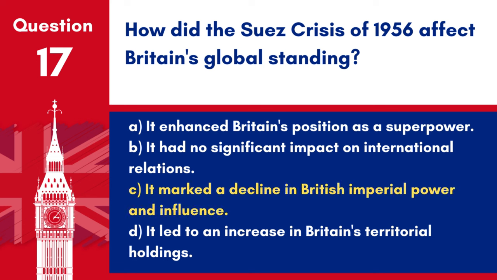Answer. C. It marked a decline in British imperial power and influence. The Suez Crisis exposed the limitations of Britain's post-war power, signalling a shift in the global balance and diminishing its standing as a world power.